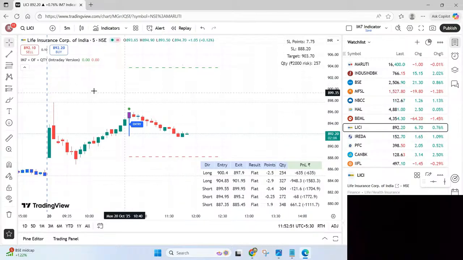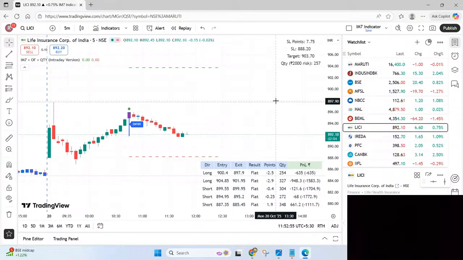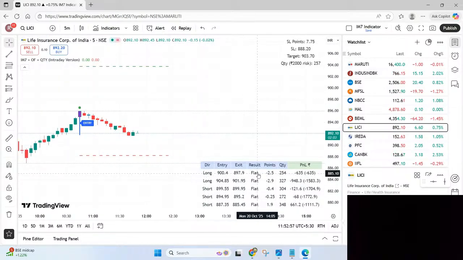So the risk is 2000 and the reward is also 2000. And you see in Life Insurance Corporation of India, in the last 5 trades, what happened? There is no result actually. It's always ended flat. See, 1, 2, 3, 4, 5. All these results are flat.